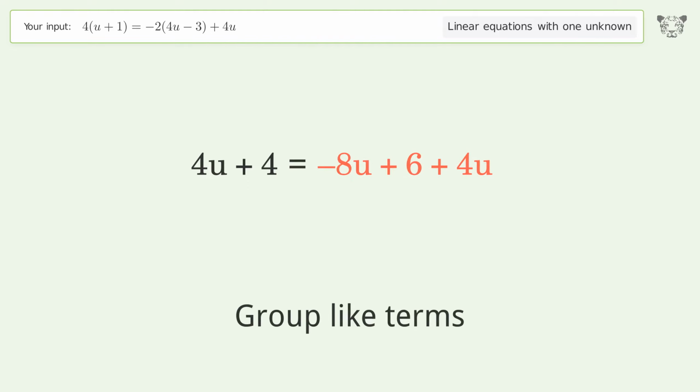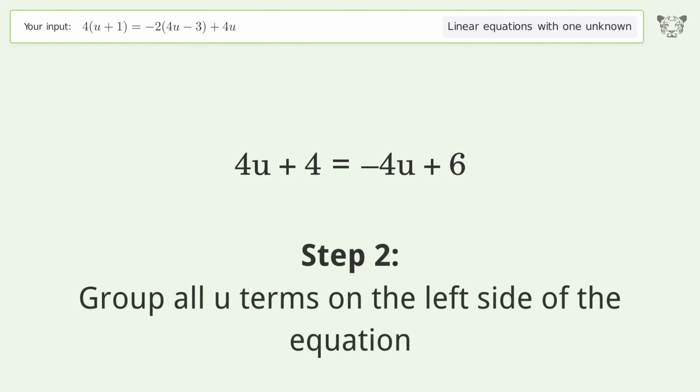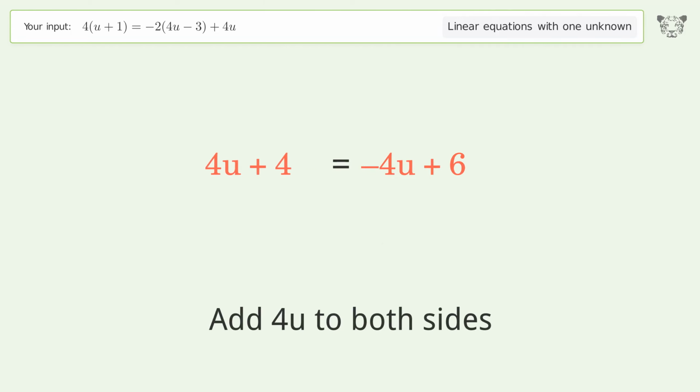Group like terms. Simplify the arithmetic. Group all u terms on the left side of the equation. Add 4u to both sides.